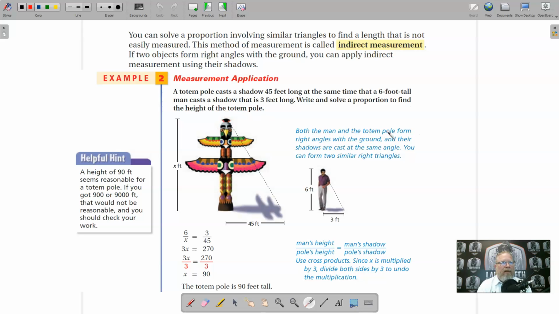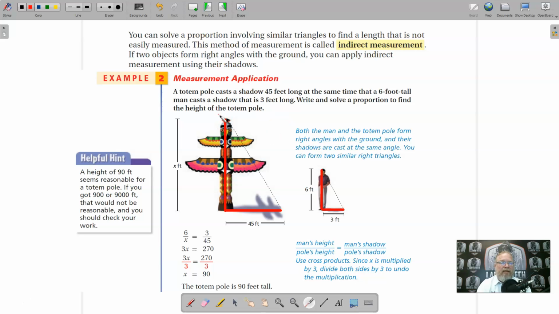Well, both the man and the totem pole form right angles with the ground, and their shadows are cast at the same angle. You can form two similar right triangles. Let's look at the center of the totem pole out to the tip of its shadow, and then from the base of the totem pole up through its height. Then we have the man: from the center of the man to the end of his shadow, and up through his height. Now, suppose the sun is up over here someplace, casting this shadow down this way.